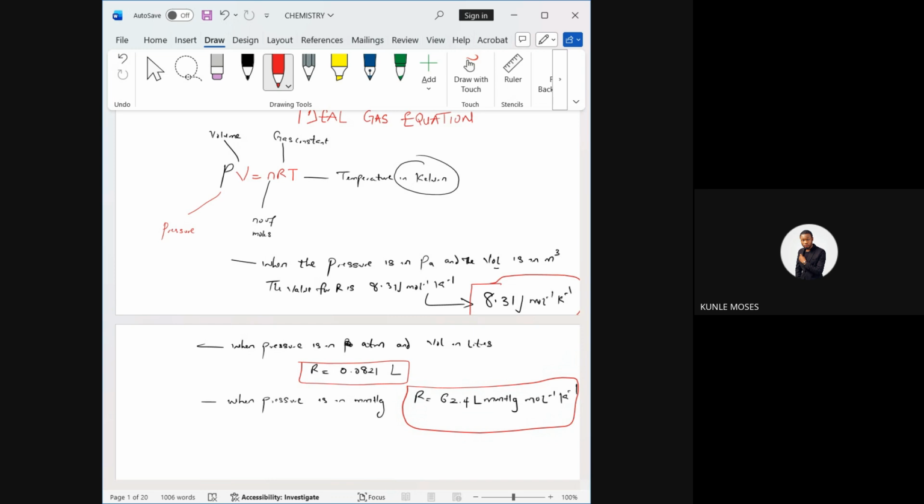But for your JAMB syllabus, they always use these two, either this or this. So these are the two things you should pay attention to. They always use pressure in atmospheres and volume in liters, so you will definitely use this one. And if the pressure is in Pascal, you use 8.31. Please, do you understand it? Majority of the time, they won't give you the third, so pay attention to these first two values.